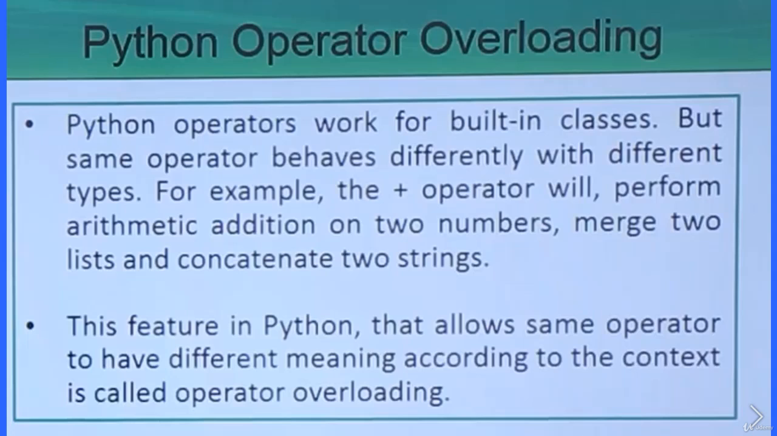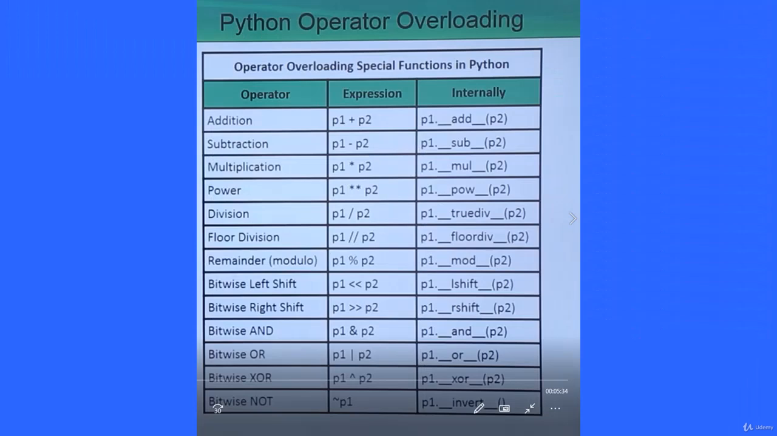The same plus operator will merge two lists and concatenate two strings. So depending upon the input argument type, the operator will have different purposes, different operations are carried out, and that is known as operator overloading. This feature in Python that allows the same operator to have different meaning according to the context is called operator overloading.